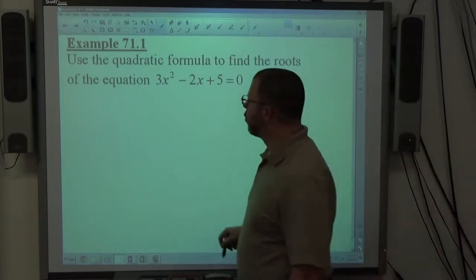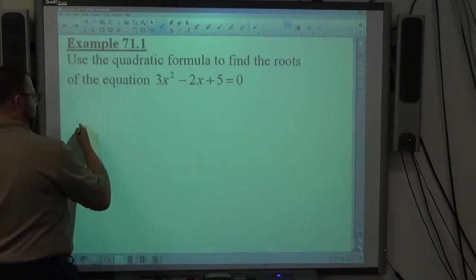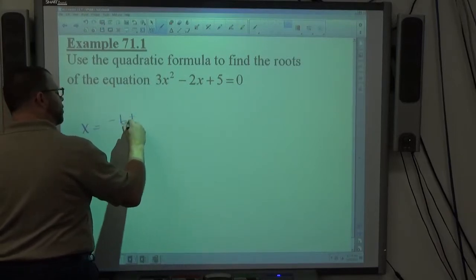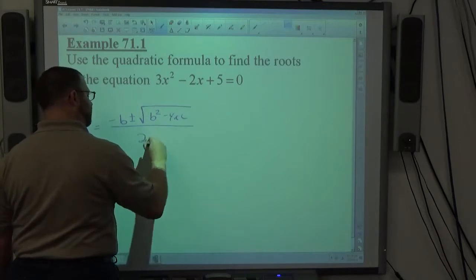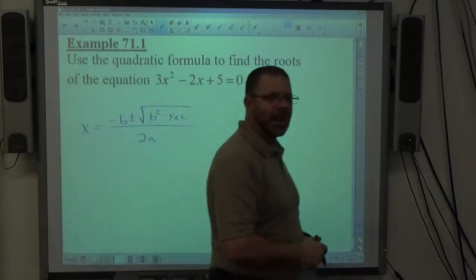But we just came up with a formula that says the answer to this problem is negative b plus or minus the square root of b squared minus 4ac over 2a. That's our formula. That's the answer.